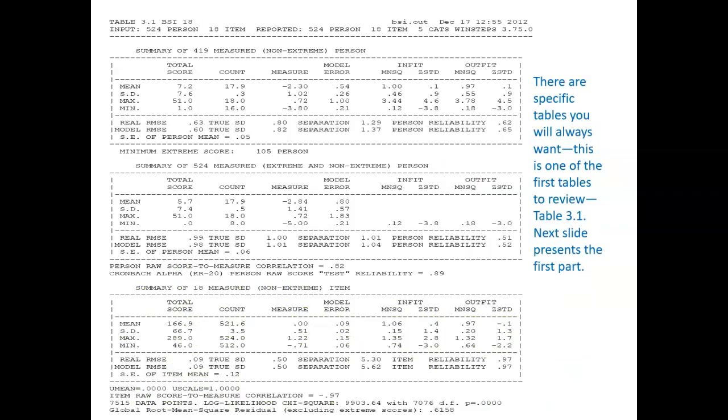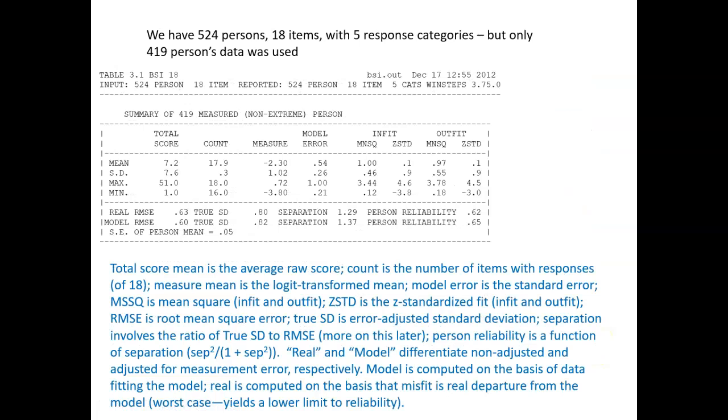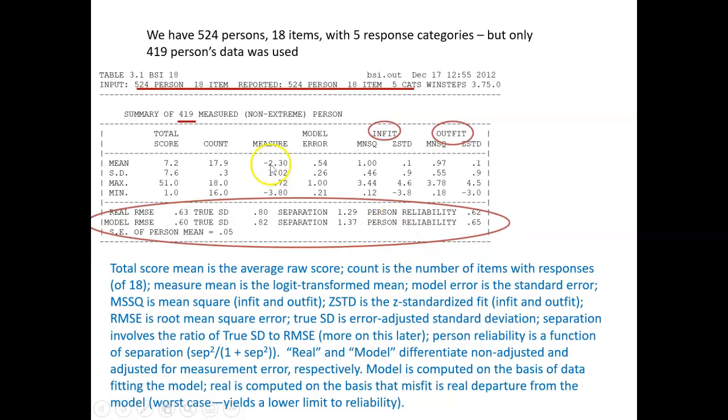Table 3.1 is our summary statistics. There are 3 tables in this: 1, 2, and 3. I'm going to break those down and we're going to look a little closer. The first thing to check out is this very first table. We can see that we have 524 people, 18 items, 5 categories. But this first table is only looking at 419 people. These are our non-extreme persons. We're getting rid of all of the extreme cases and focusing in on our core people without potential outliers to see how things are working.